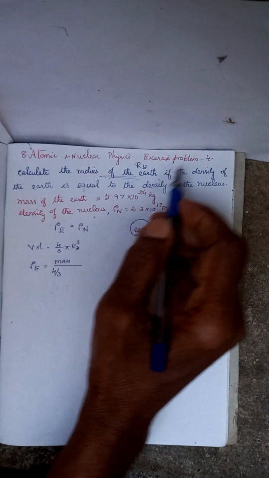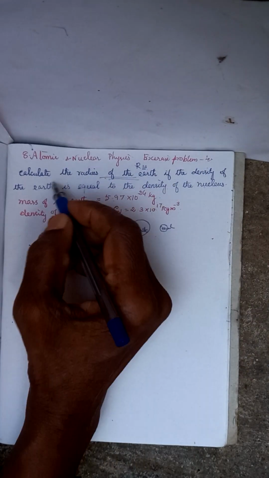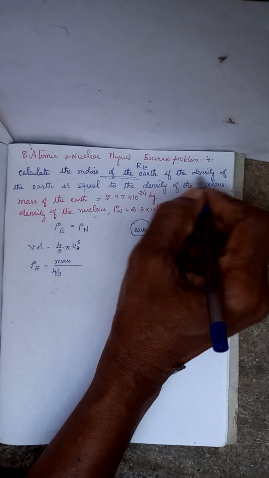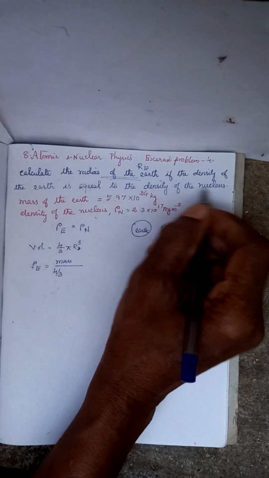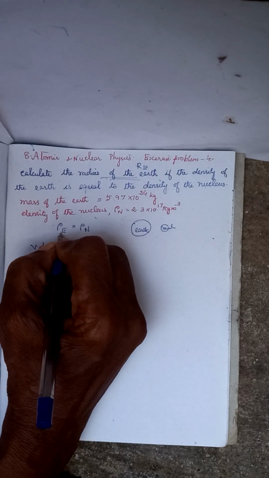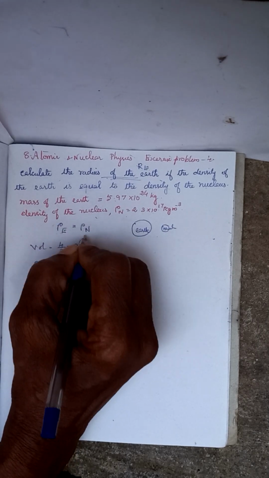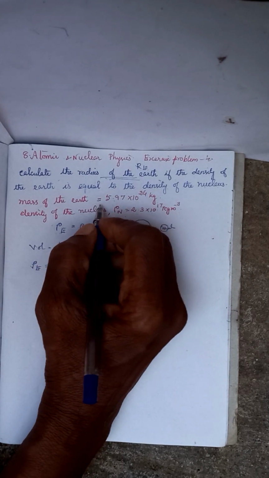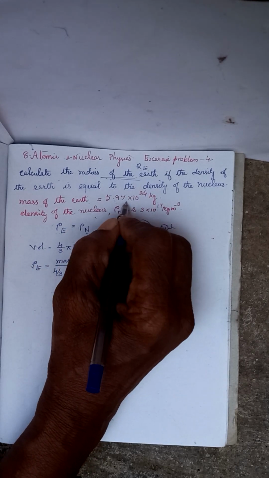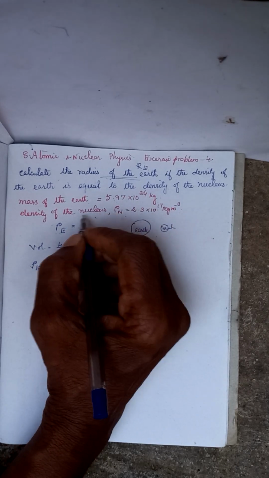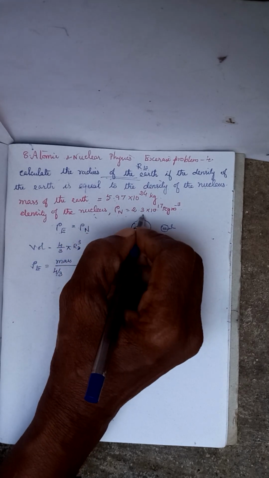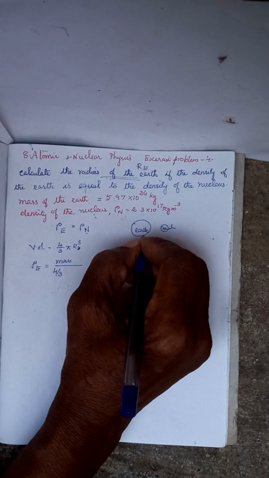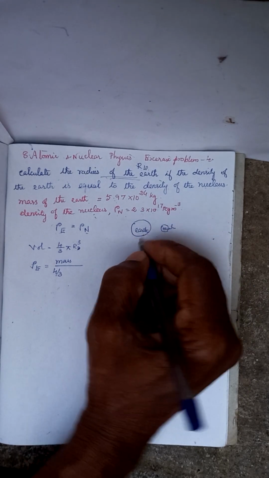So, atomic and nuclear physics exercise problem 4. Calculate the radius of Earth. Radius of Earth means RE, if the density of the Earth is equal to the density of the nucleus. So, rho E, that is density of Earth, is equal to rho N, density of nucleus, that is given. The mass of the Earth is 5.97 into 10 raised to 24 kilogram. We know the density of nucleus rho N is equal to 2.3 into 10 raised to 17 kilogram per meter cube. See, this is Earth, this is nucleus in spherical shape.